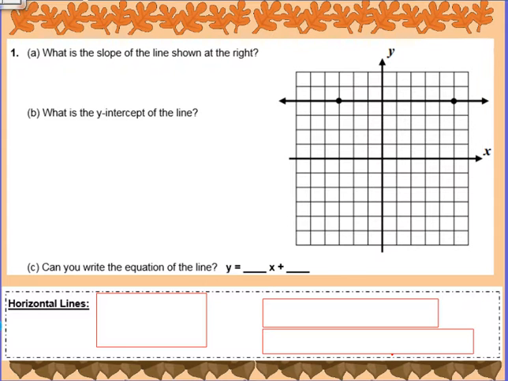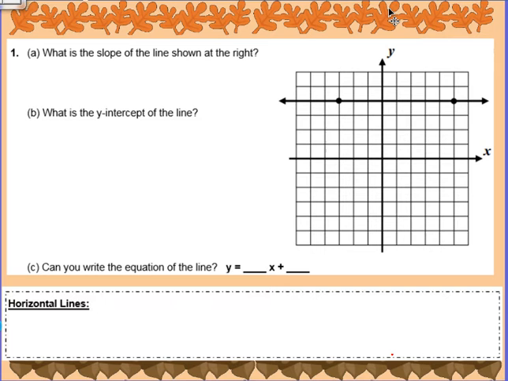So let's take a look at the top of your worksheet. Notice there is a line that is graphed here. And this is a horizontal line, so we haven't come across any of these in class just yet. It says, what is the slope of the line shown at the right? Remember that in order to find the slope, we can pick any 2 points that are on the line and see what the rise over run is.